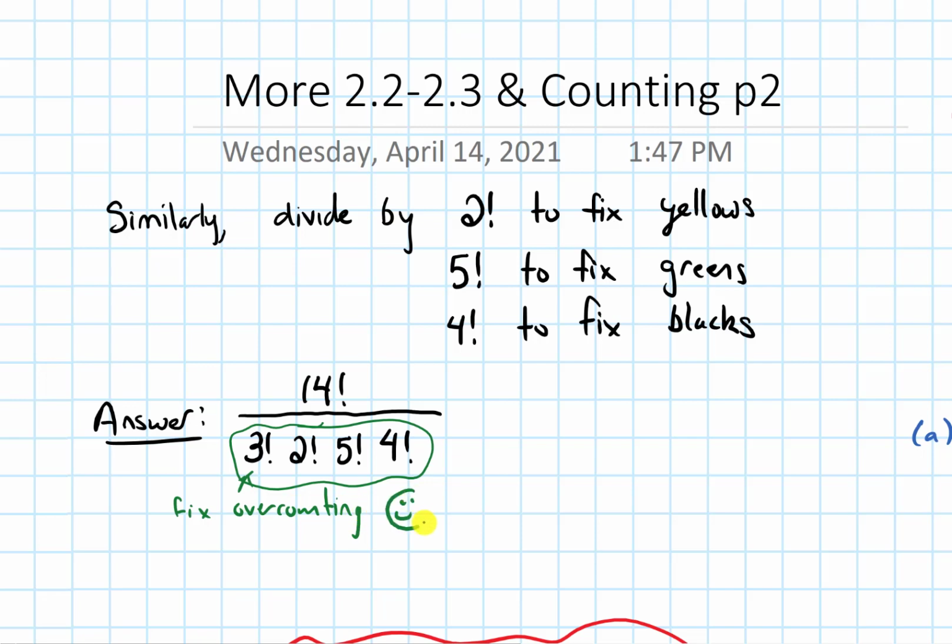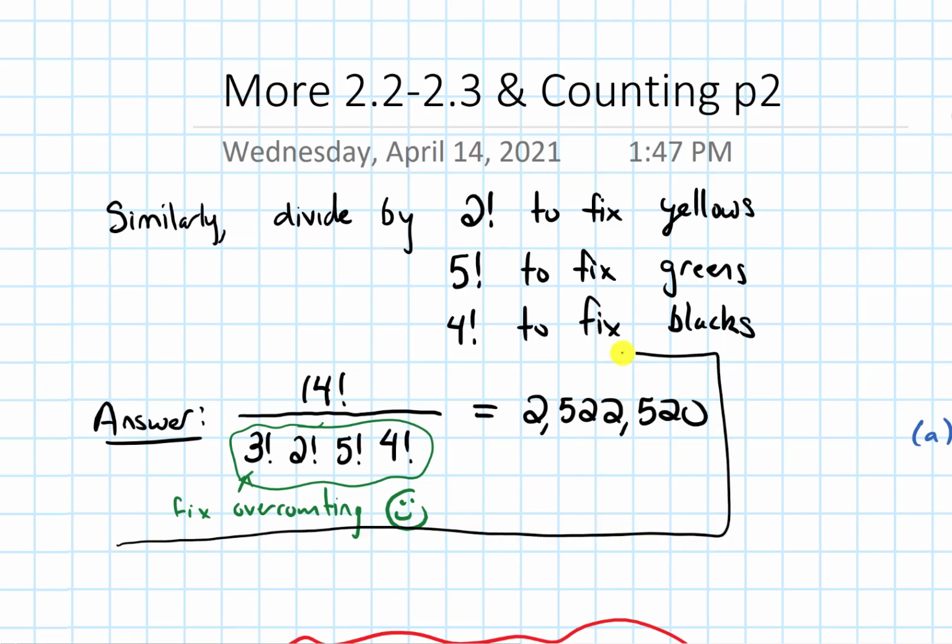Okay, so I'm going to put a smiley face there. And if we work out what this is, this gives us 2,522,520. And that's our answer. So I'm going to box this whole thing, because if a question like this didn't ask us to simplify our answer, we could leave it in this fraction form in terms of factorials. But if it did say we can use a calculator to evaluate it, we want to put this in this final form as around 2.5 million or so.